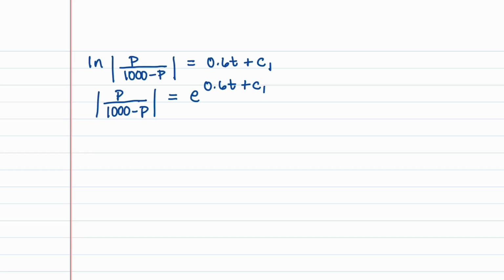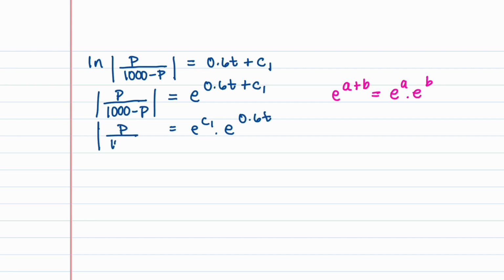If we have e to the a plus b, we can rewrite this as e to the a times e to the b. And I'm going to do that because it's going to make it easier. I'm going to write our right-hand side as e to the c1 times e to the 0.6t. And then our left-hand side is going to stay the same.